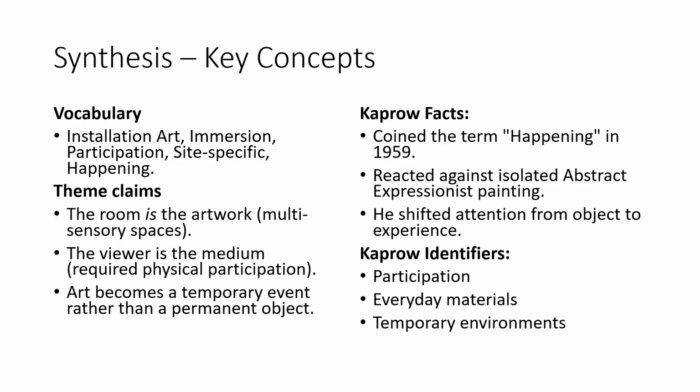He coined the term happening in 1959, reacting against isolated abstract expressionist painting, and shifted attention from the object to the experience. Also note the Capro identifiers, participation, everyday materials, and temporary environments. A very good way to prepare for the quiz is to take one image and explain it using one vocabulary term, one theme claim, and 2 or 3 concrete details about how the viewer is meant to move or participate.